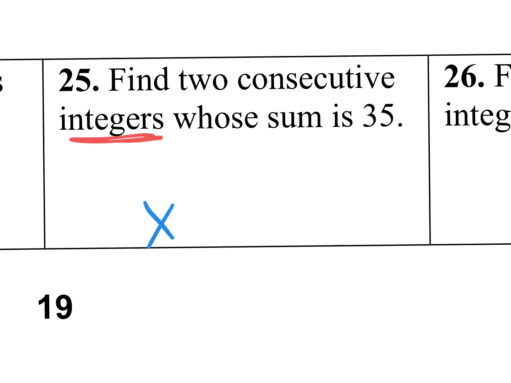So x is your first number, and it says you want the sum, so that means add it with another consecutive number. Right after x, it would be x plus 1. Does that make sense? I know it's kind of weird, but whatever x is, if it's 5, then this one has to be 6 in order for them to be consecutive. If this is 17, this one has to be 18 in order for it to be consecutive, right? And we know that the sum, the addition of this number with the very next number, is 35.